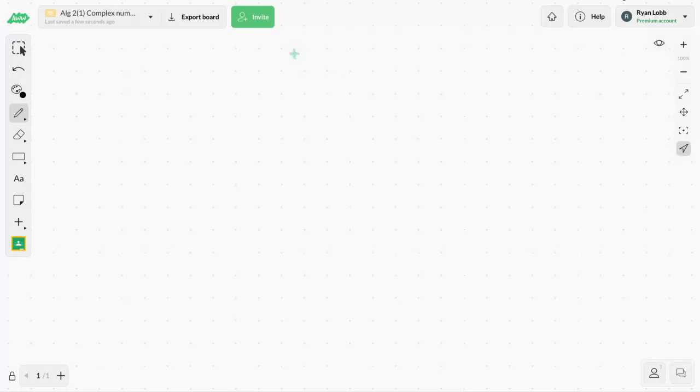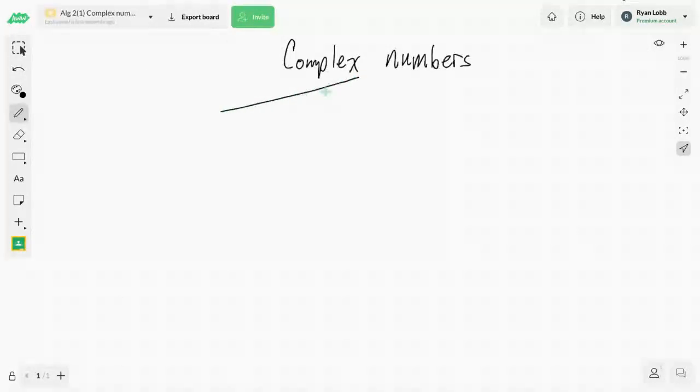Okay, so the first thing we're going to discuss here is the idea of complex numbers. Okay, so complex numbers, which are the biggest classification of the numbers. In other words, every single number is complex. Now, complex numbers break off into two more subsets of numbers. So we have real numbers.